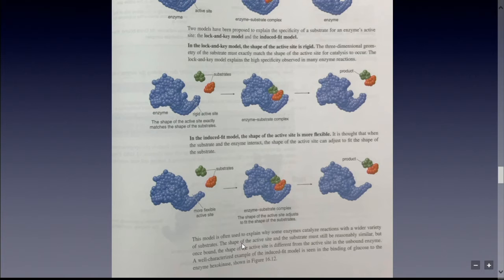So this model, the induced fit model, is used to help explain why some enzymes catalyze reactions in a wider variety of substrates. Scientists have noticed, hey, this enzyme works on not only this substrate, but this substrate too. And so it's because the shape of the active site and the substrate must be reasonably similar, but once bound, the shape of the active site is different from the shape of the active site in an unbound enzyme.